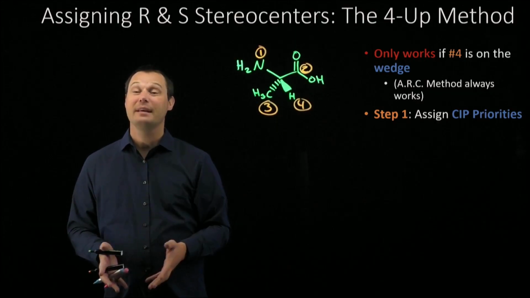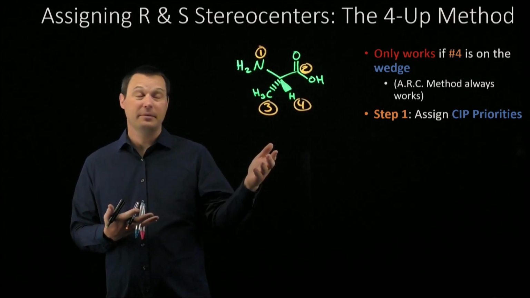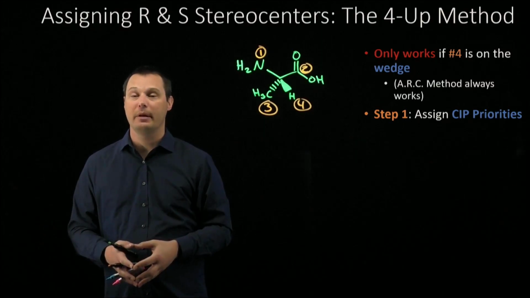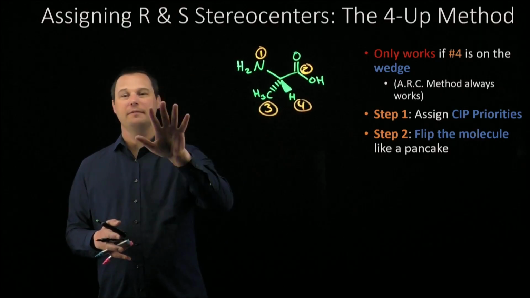And before we go any further, stop. Check one thing. Is that priority number 4 group on a wedge pointed towards you? If the answer is no, you can stop this method here. This method won't work for that type of molecule. Step number 2 is the core of the 4 up rule. We're going to take this molecule and flip it like a pancake.